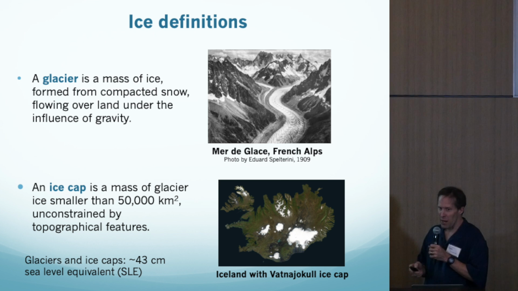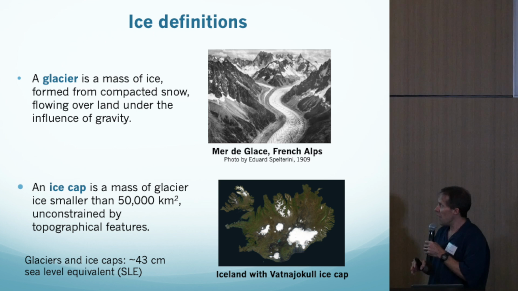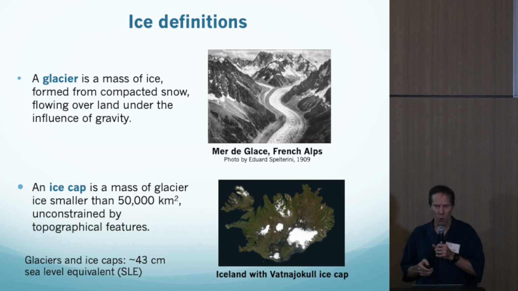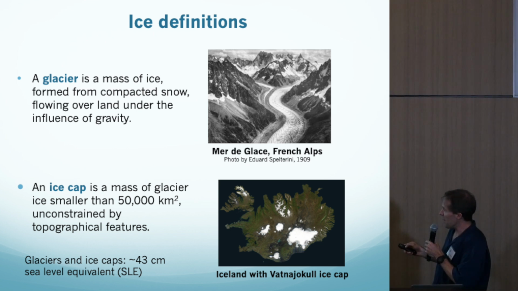Before I go any farther with ice, I want to define a few terms. A glacier is just any mass of ice that's formed from snow that has survived one or several melt seasons, compacted into ice under its own weight, and started to flow downhill due to gravity. When you think about glaciers, you typically think of a classic mountain glacier like this, the Mer de Glace in the French Alps. When a glacier gets big enough that it outgrows its topography and forms sort of a dome, then you call it an ice cap. The largest ice cap in Europe, the largest one I've ever seen personally, is Vatnajökull ice cap in Iceland.